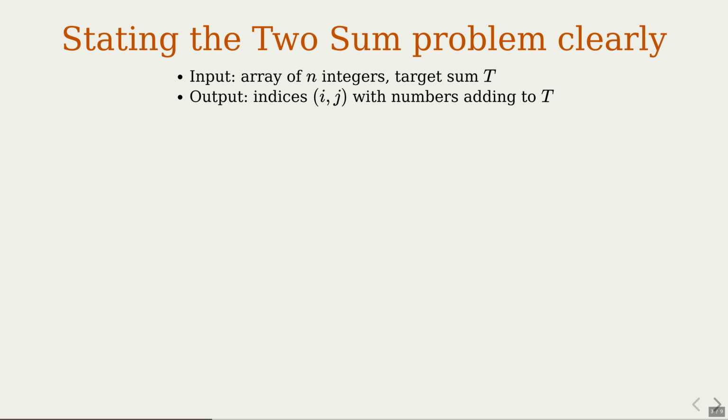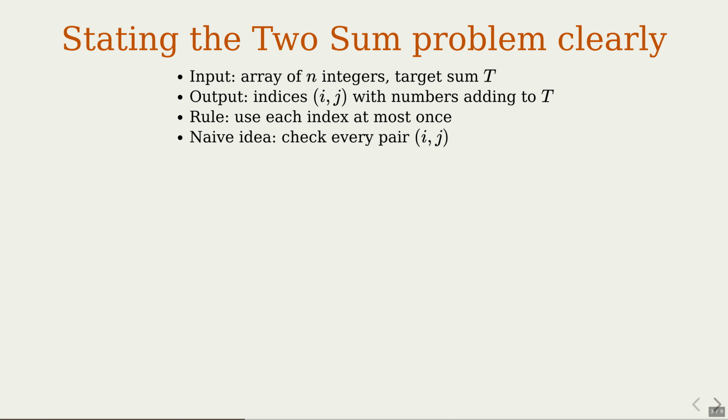So the answer is really about positions, not just the values themselves, because the same value could appear more than once. There is also a natural rule. We are not allowed to use the same position twice, so the two indices must be different entries in the array. The most direct idea is to try every possible pair of positions i and j, add their values, and see if any combination hits the target.